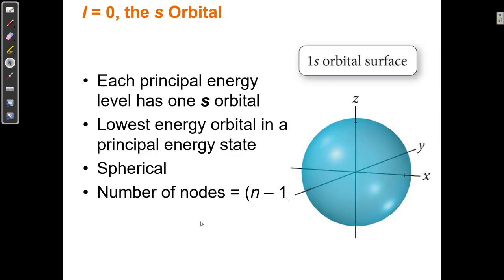This is what an S orbital looks like. When L equals 0, that tells me the shape of the orbital. And that shape is, when L equals 0, the shape is called an S orbital. S orbitals just look like spheres, just like a ball.